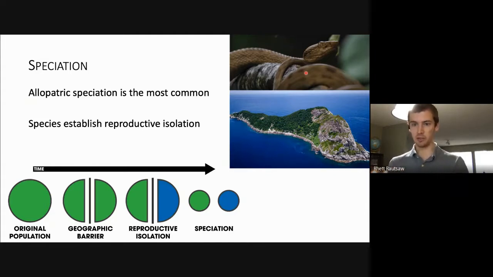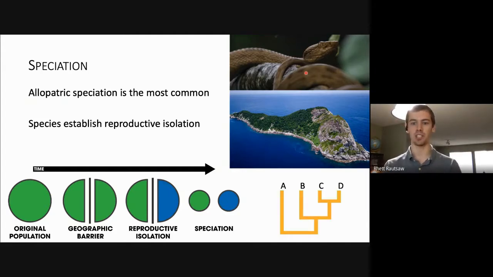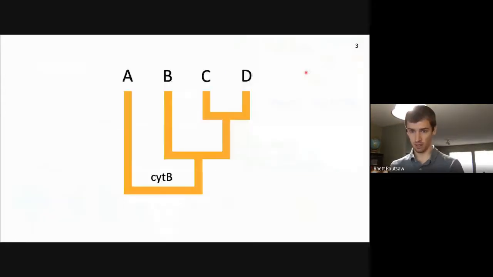But because allopatry was believed to be the most common form of speciation, phylogenetics really developed with the mindset that the tips of the phylogeny are these isolated units. So today I want to talk to you about how our understanding of speciation and phylogenetics has changed with the advent of next generation sequencing.